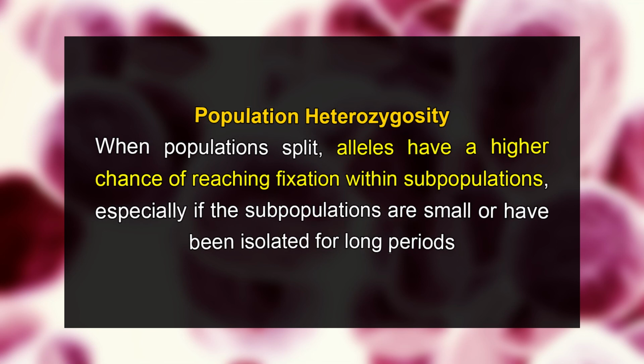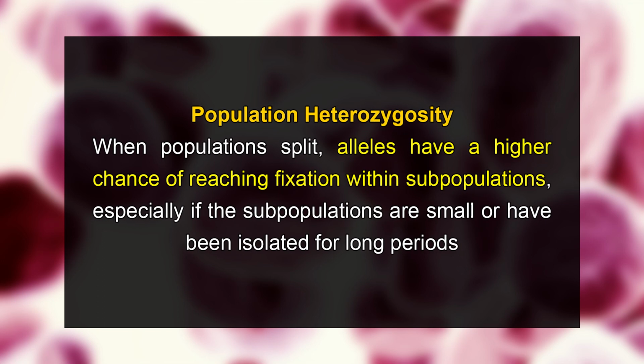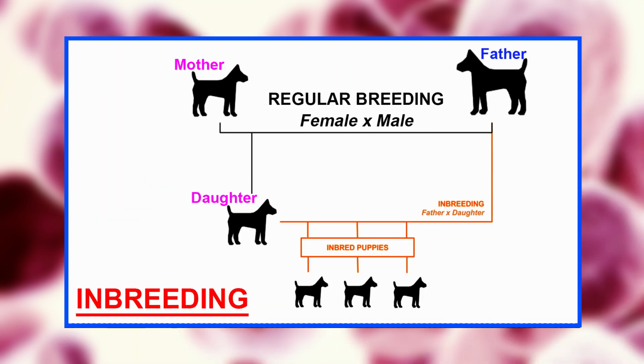Dear students, let's now discuss heterozygosity. One of the results of population structure is reduction in heterozygosity. When populations split, alleles have a higher chance of reaching fixation within subpopulations, especially if the subpopulations are small or have been isolated for long periods. This reduction in heterozygosity can be thought of as an extension of inbreeding, with individuals in subpopulations being more likely to share a recent common ancestor.